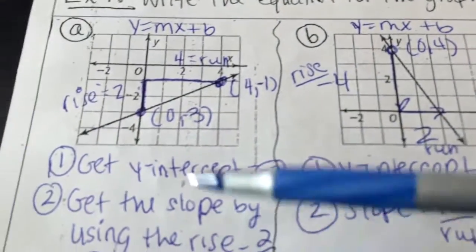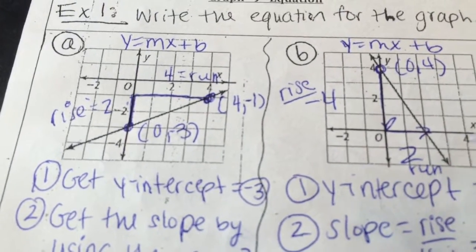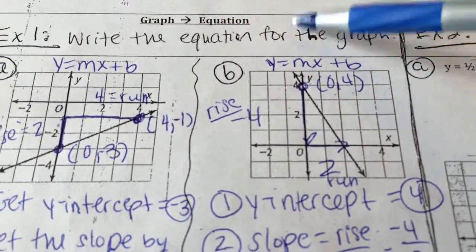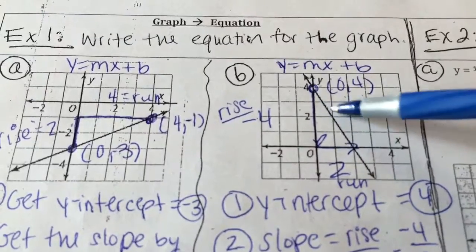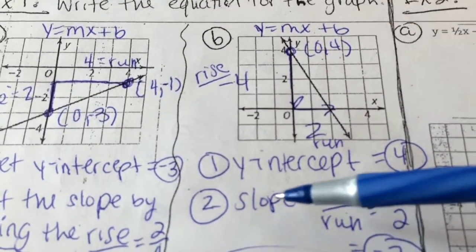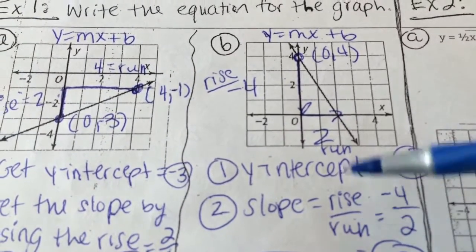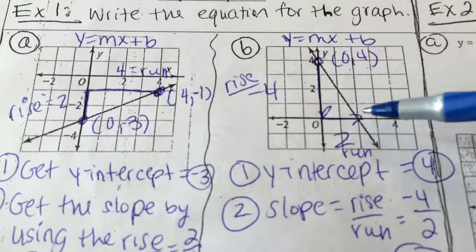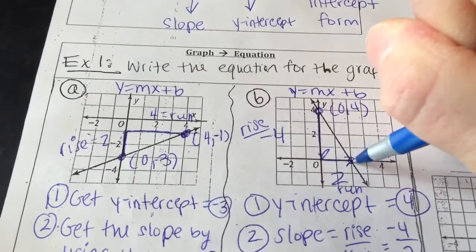First, like we said in our notes, we need to get the y-intercept. In this case, the y-intercept, where the line crosses the y-axis, is at 4. That's why your y-intercept was 4. Then you need to get the slope by plotting another point on the line. Here's another clear point on the line.